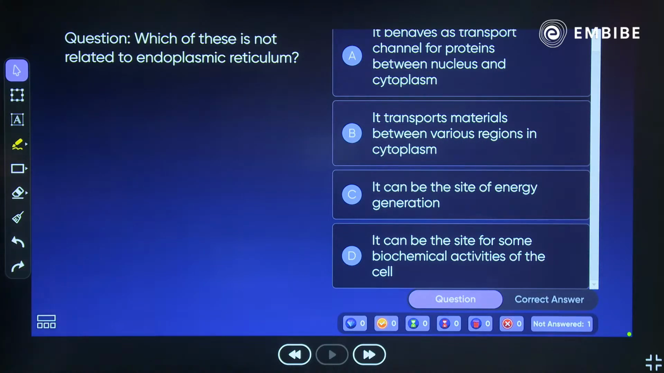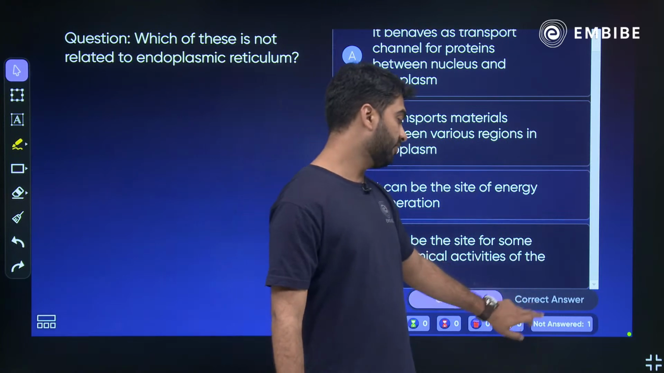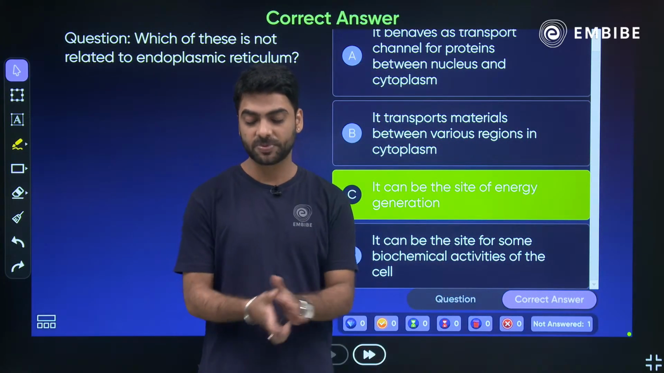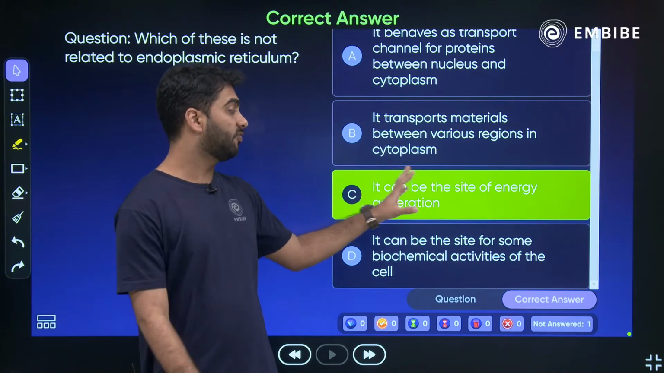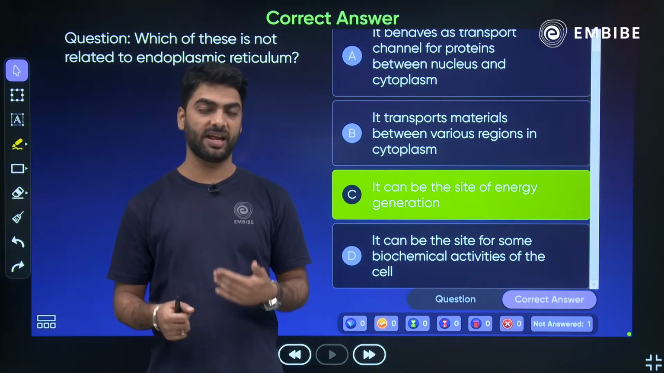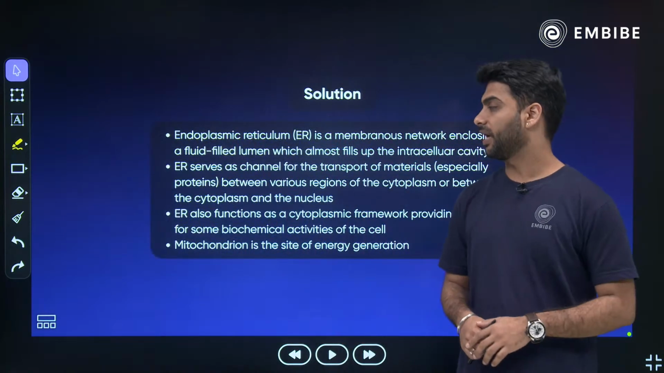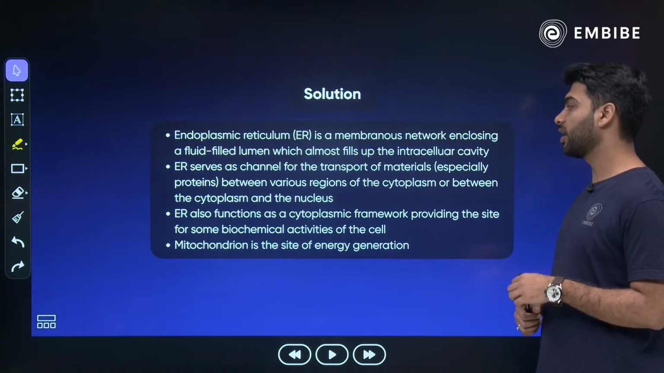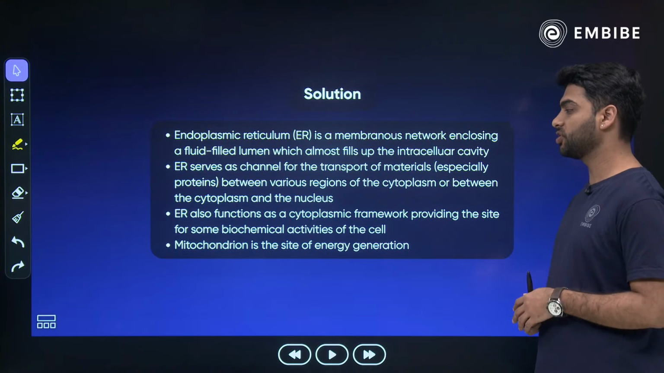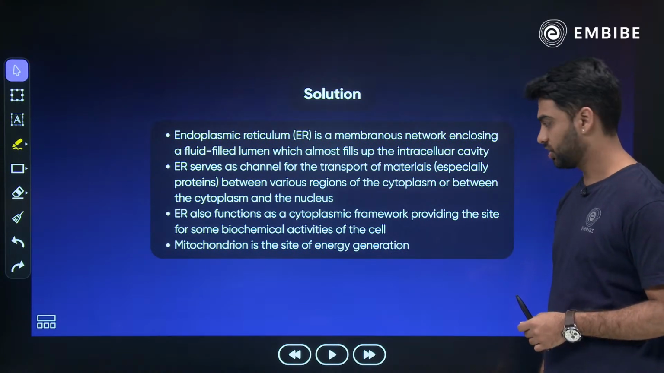Five, 4, 3, 2 and 1. So, both Aarti and Hashir have told C. Let me see whether C is the correct answer. Absolutely right. Yes, C is absolutely correct. Very good. Site for energy generation is mitochondria, where energy is generated in the form of ATP. Okay? So endoplasmic reticulum is a membranous network which has a lumen. You have got RER which makes proteins and SER which makes phospholipids. Mitochondria is the site for energy generation.